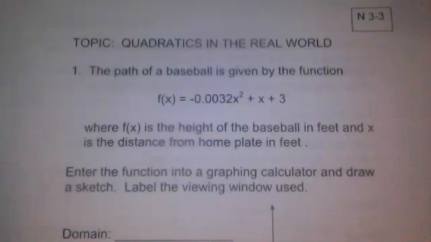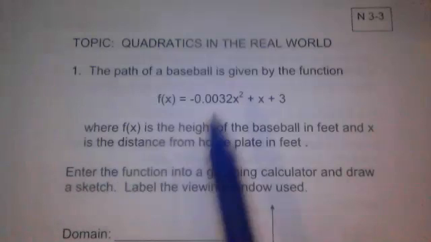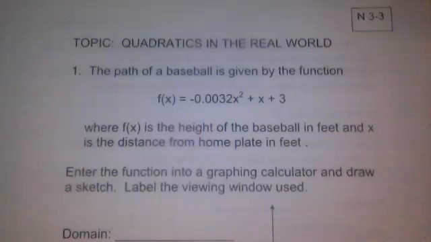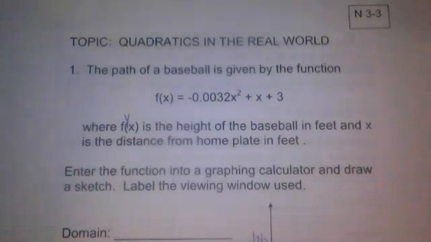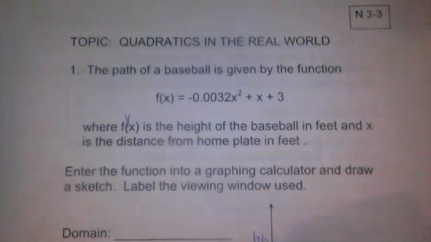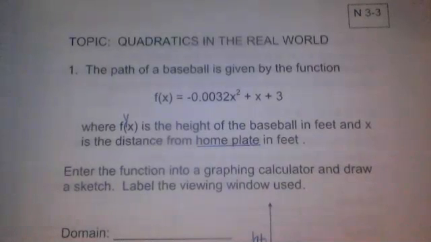But this is just real world examples of quadratics. This first one you may have heard before. It says the path of a baseball is given by the function, and then it gives you a quadratic equation here, where f of x is the height of the baseball. So y, f of x is y, and that's representing the height of the baseball, and it's in feet. And x is the distance from home plate in feet.